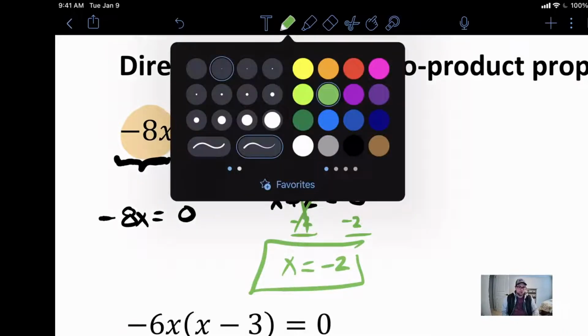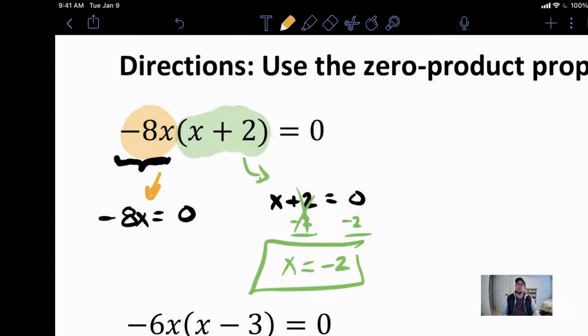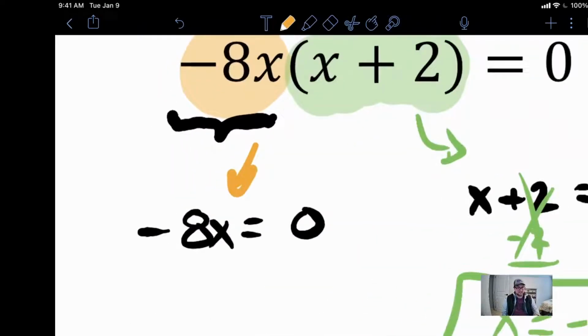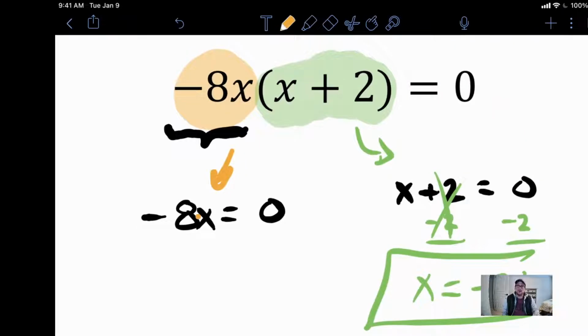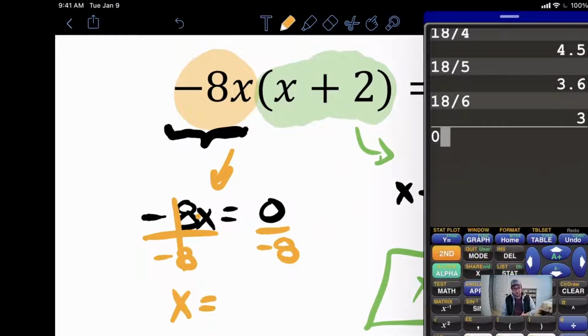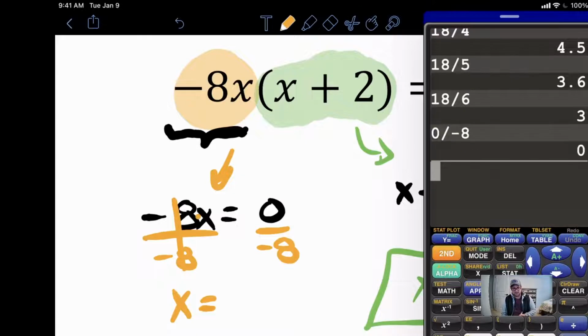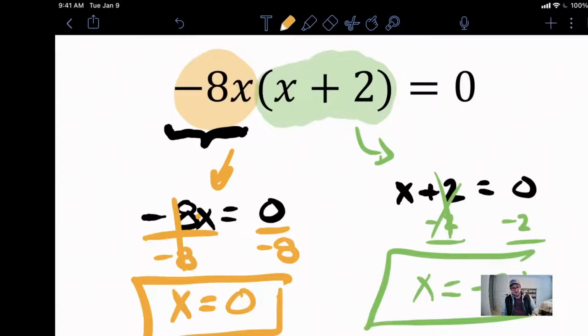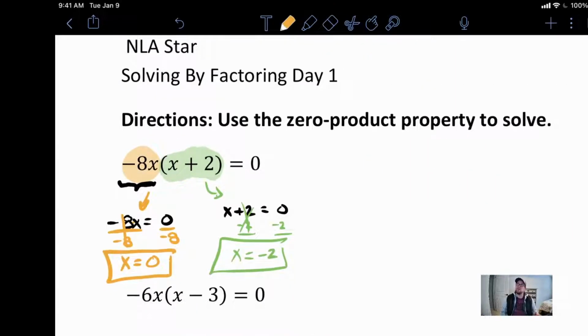Now, in the orange one, we're going to have to work a little differently. We still want to get x alone, but right now, 8 is hooked on there by multiplication. So to unhook it, we're going to divide both sides by negative 8. These two go away, and we're left with x equals. If you don't know the answer to that, don't be afraid to punch it in on your calculator. 0 divided by negative 8 is 0, which means that is our answer. It goes the same way as what we have been doing, but it's just a little bit more complicated in terms of the actual math we're doing to solve it.